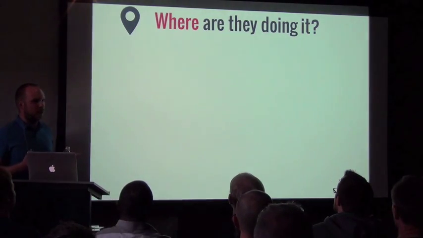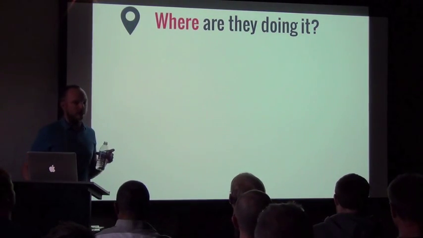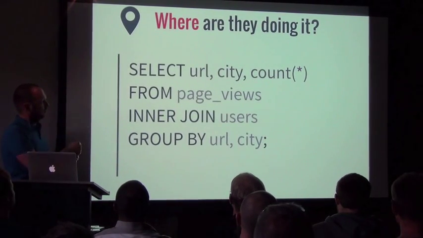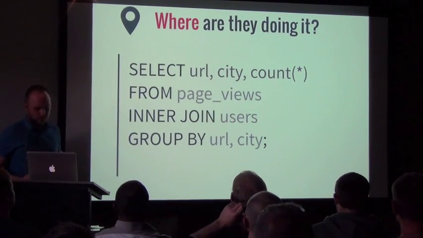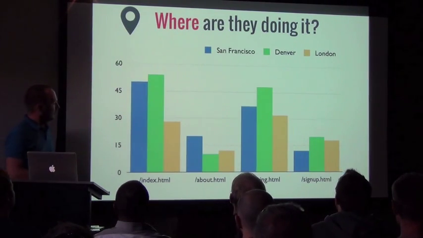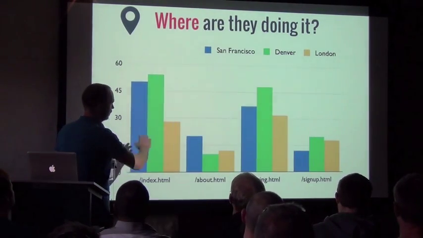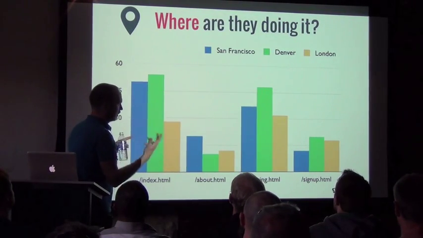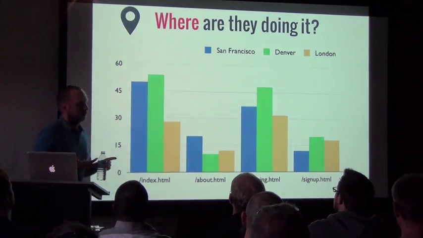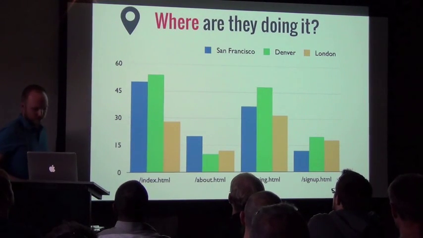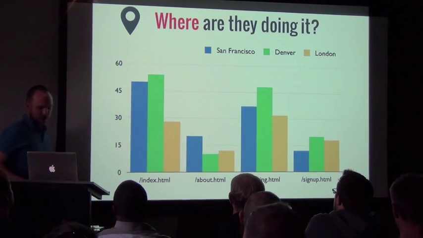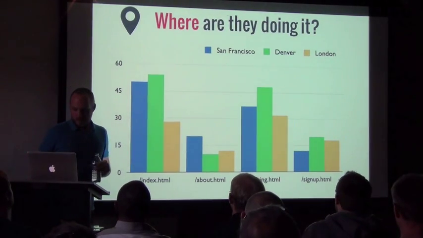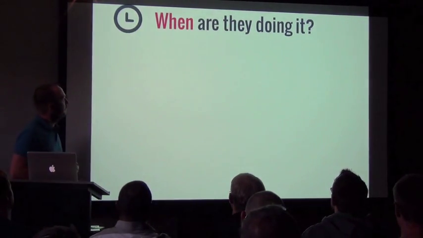We can also split off, maybe there's gender, but we want to talk about where people are coming from. We can split off by city here, and we have users tables and page views. We get this fancy graph where people come from different cities and hit these different pages, but it doesn't really give us a way to optimize what to do with this. And so far, this stuff isn't behavioral analytics. This is just us running SQL to get some kind of insight about our users.